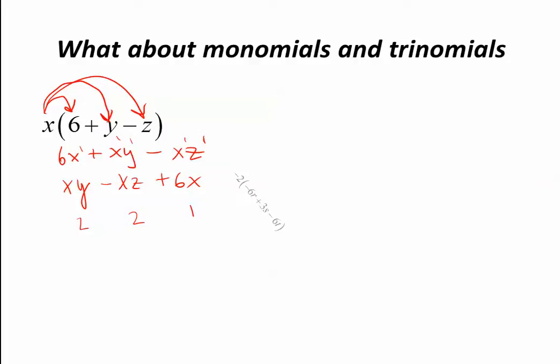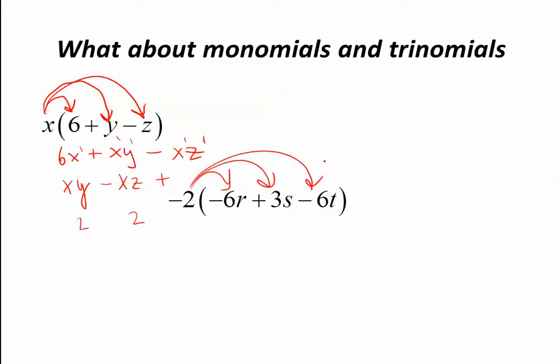Okay, so now let's look at negative 2, and let me erase this so that we can see the next problem. So hopefully you copy that down. Okay, so let me go back to my pen, and let's look at negative 2 times negative 6r plus 3s minus 6t. So we end up with 12r minus 6s and plus 12t. Okay, simple enough. Let's try one more.